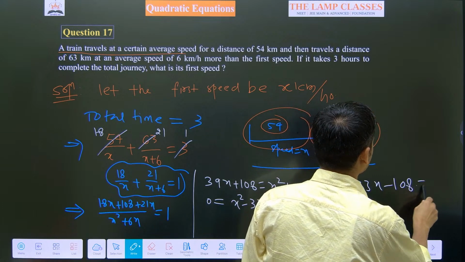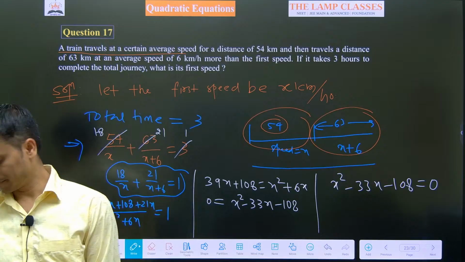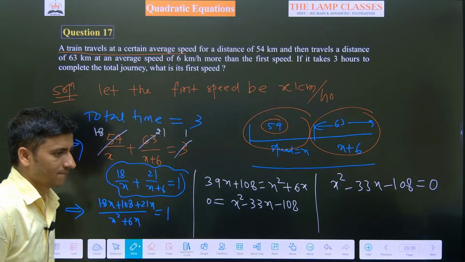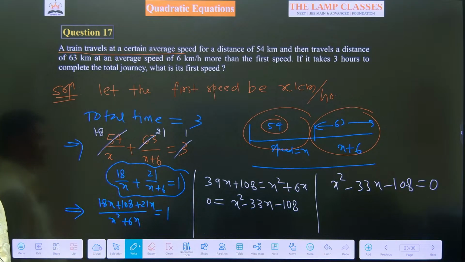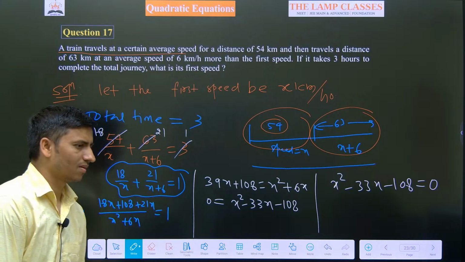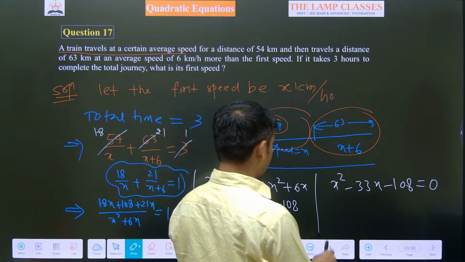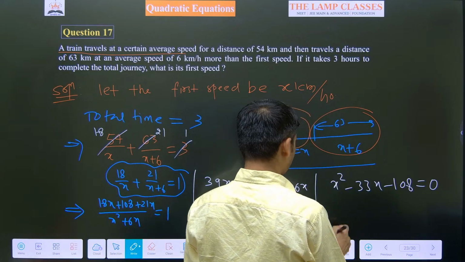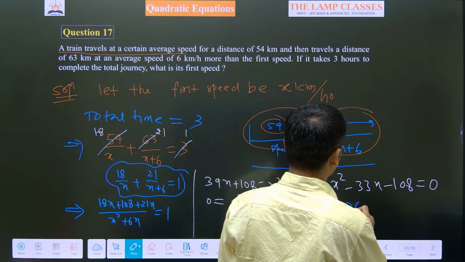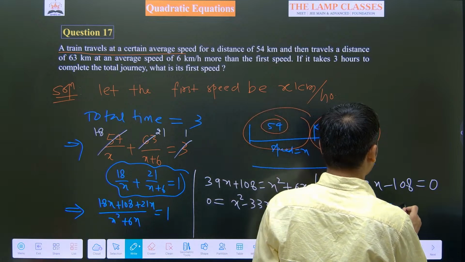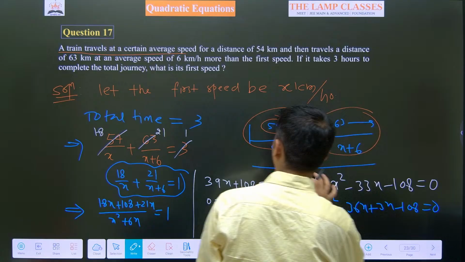Check if you all are getting the same quadratic. I think factorization is not tough in this particular case, right? So it's going to be x square minus 36x plus 3x minus 108. Are we all getting it? Please check.